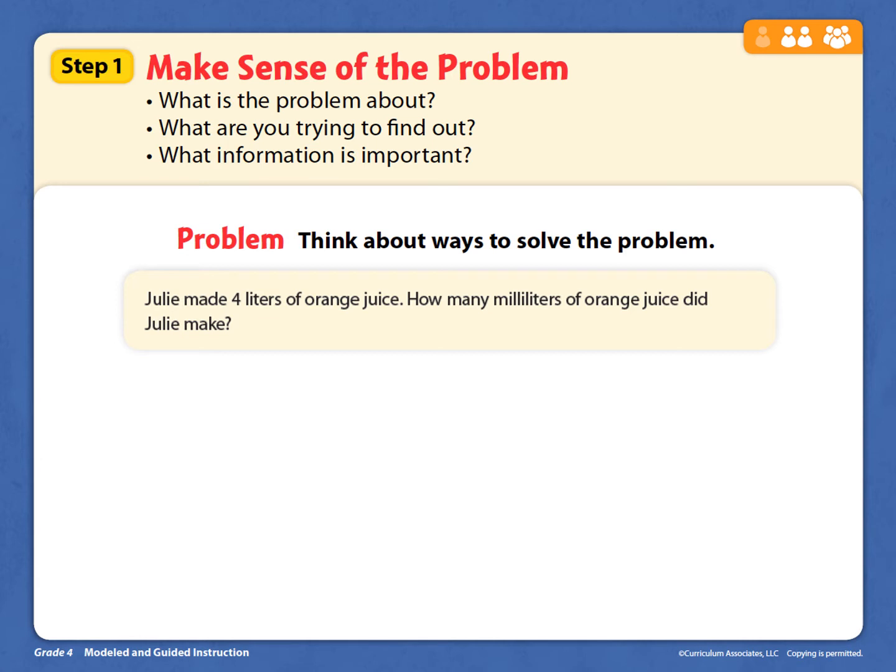And then the next question to ask yourself is, what information is important? And this is where we are going to cube our problem. All right, so Julie made 4 liters of orange juice. We need to know that she's using the measurement of liters to begin with. How many milliliters of orange juice did Julie make? So I'm going to underline my question. And that, of course, is what we're trying to find out.